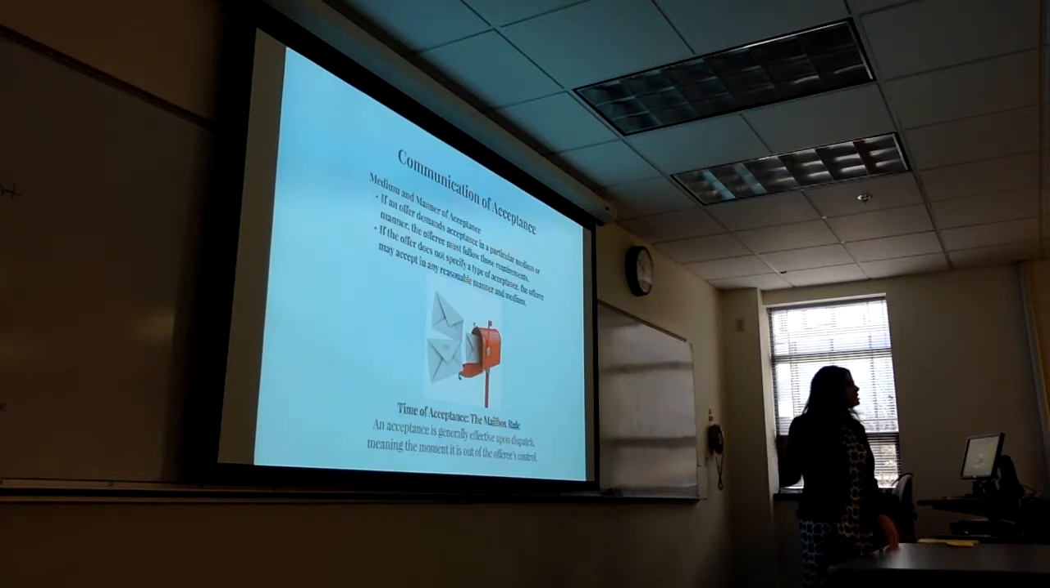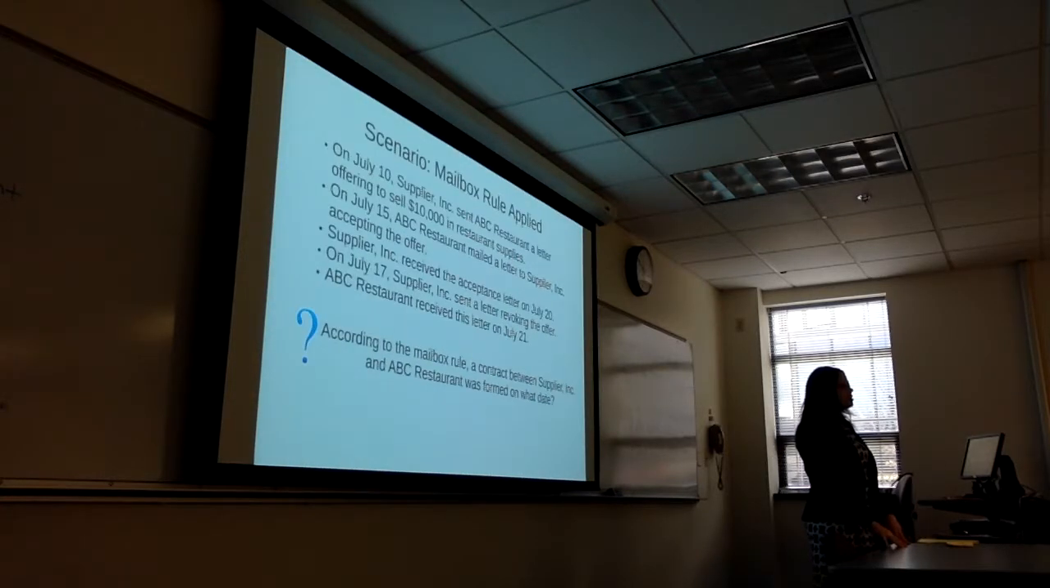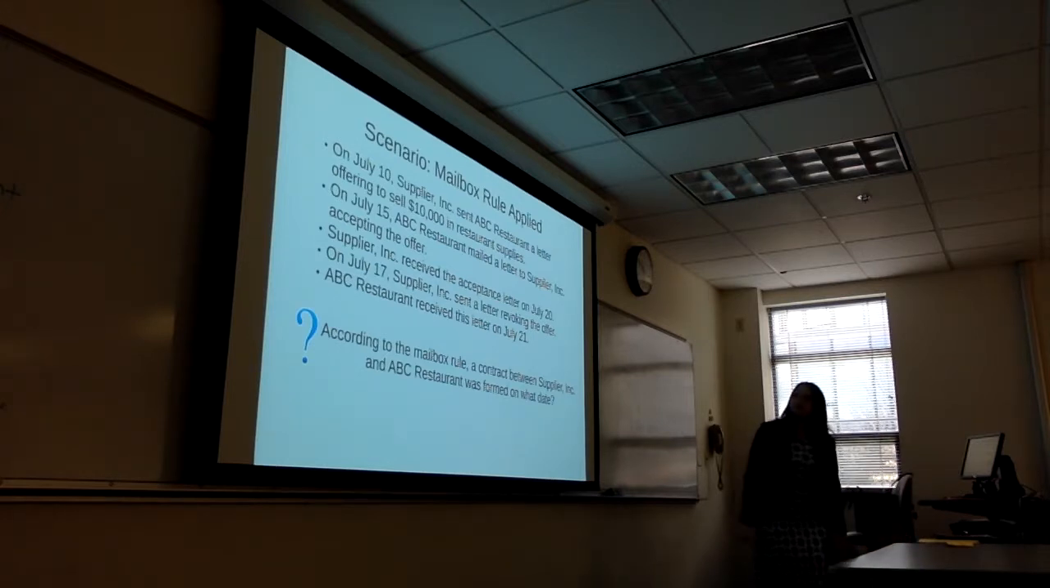So you're going to see a scenario like this on the exam. And it's going to confuse you because there's a bunch of dates. So let me show it to you now. July 10th, Supplier Incorporated sent ABC Restaurant a letter offering to sell $10,000 in restaurant supplies. July 15th, ABC Restaurant mails a letter to Supplier Inc. accepting the offer. Supplier Inc. then receives the acceptance letter on July 20th. July 17th, they sent a letter revoking the offer. ABC Restaurant received this letter on July 21st. According to the mailbox rule, when was a contract made between these two businesses?